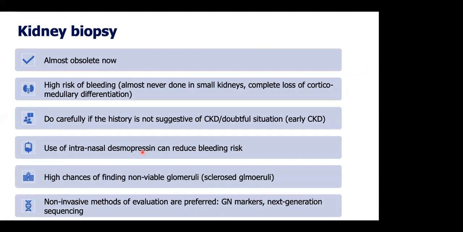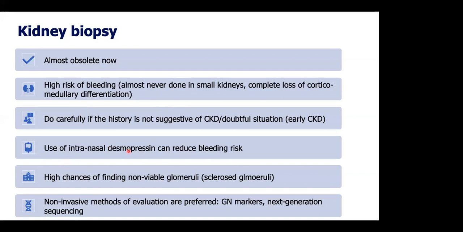Kidney biopsy, I could say, is almost not done now, but if there is uncertainty in early stages of CKD, where the creatinine is not so high, say CKD 3 or 4, we could definitely try doing it, but there is a high risk of bleeding. And if on ultrasound evaluation there are small kidneys and complete loss of corticomedullary differentiation, I would definitely suggest avoiding it.